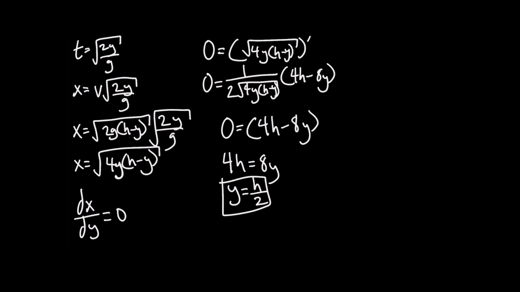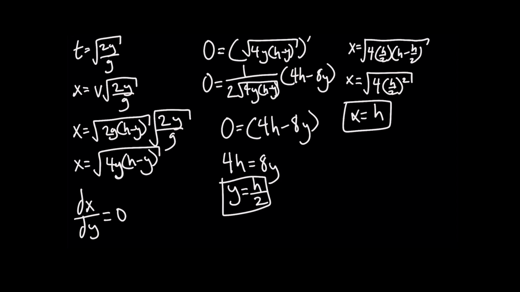The second part of part C is a bit harder to explain, so I'll let the math explain it for us. Plugging in h over 2 for y and solving for x, we obtain the answer x is equal to h, meaning that the maximum possible range for our water would be the height of the container itself.